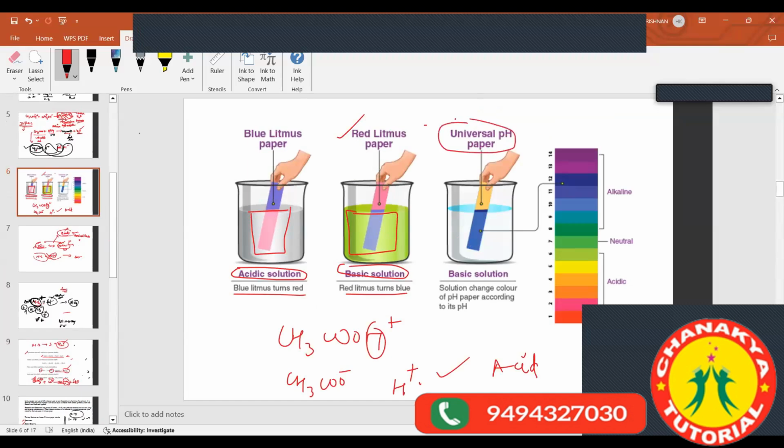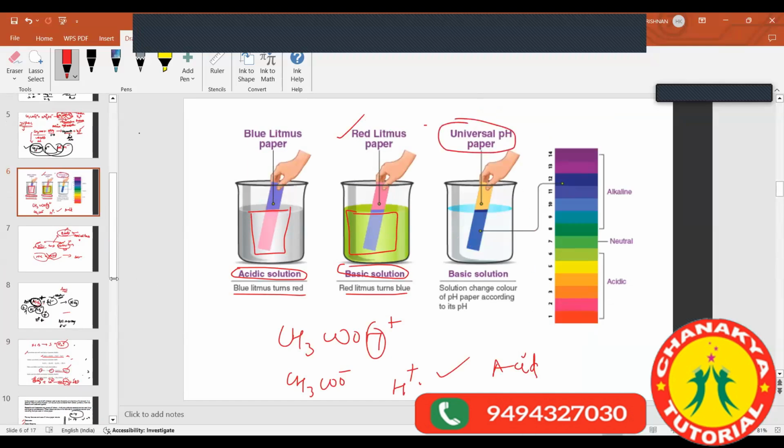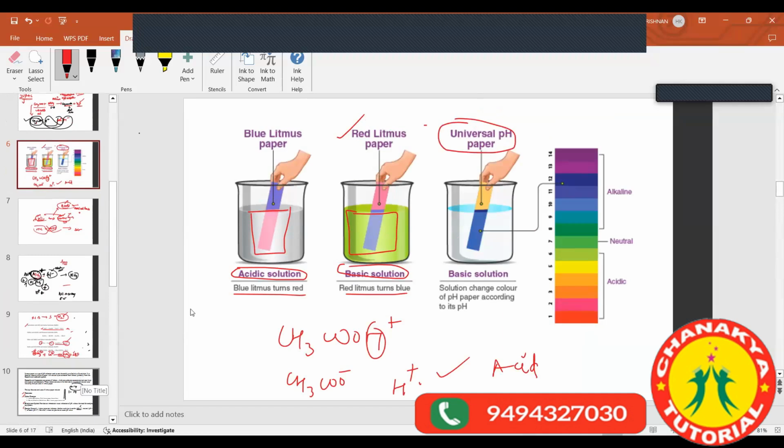This, ma'am, is so universal. What if we put a red litmus paper into acidic solution? It will just be red. Ma'am, blue litmus paper turns into red when we put it in an acidic solution. Blue turns to red when it is acidic. Okay. So what if we put a red litmus paper in acid?